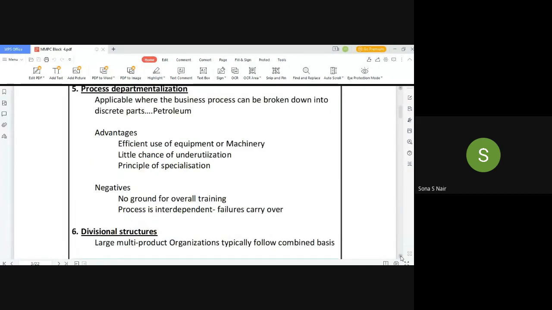Negatives would be no ground for overall training, as with some other functional departmentalizations also. Process interdependence, and like in the time departmentalization, here the failures can carry over from one part of the process to the next part of the process.